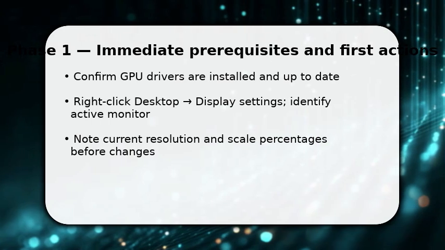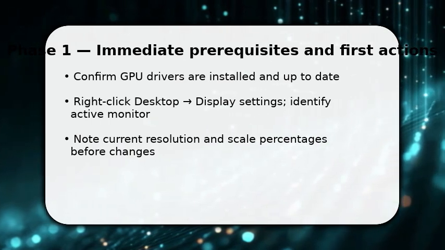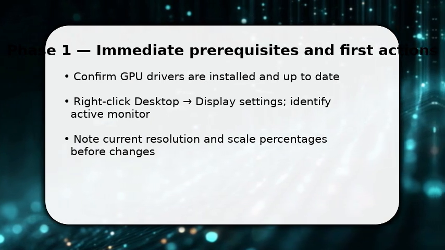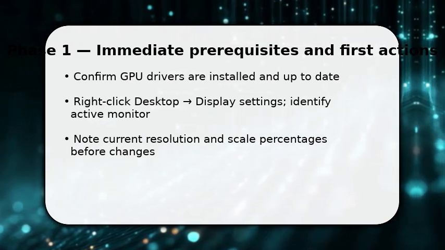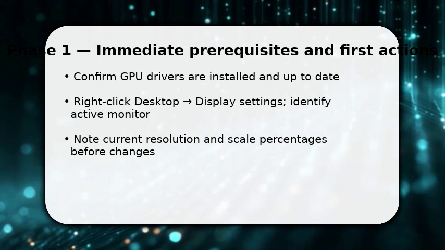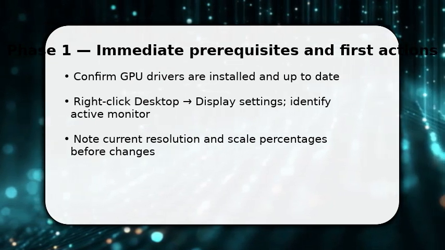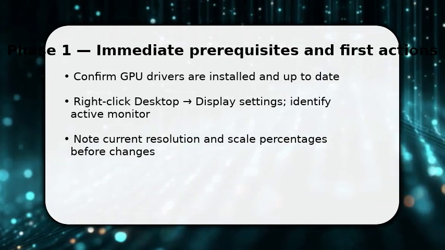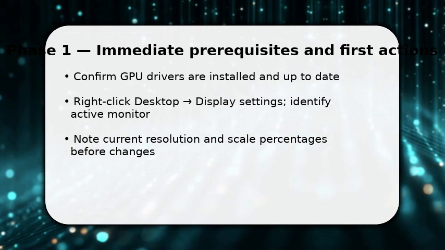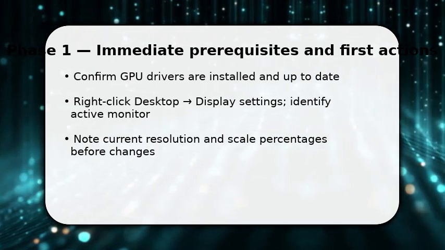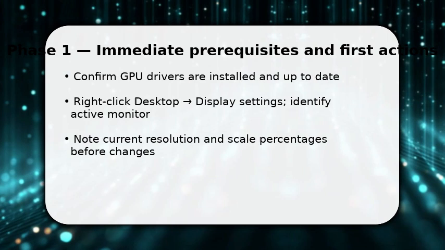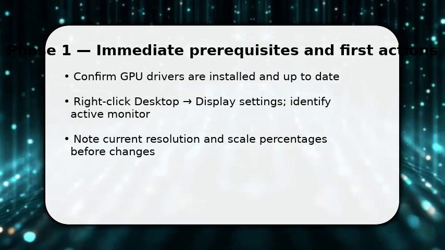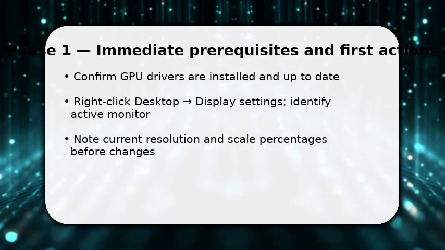You start by ensuring drivers are current, because outdated drivers cause wrong resolutions. Once done, right-click the desktop and open Display Settings. This shows monitors, resolution, and scale. You should identify the active display and note the current resolution and scale percentages so you can revert if needed. Make sure to plug in any external monitor and set it as active. This first step prevents wasted changes and gives you a clear baseline to work from before adjusting anything.